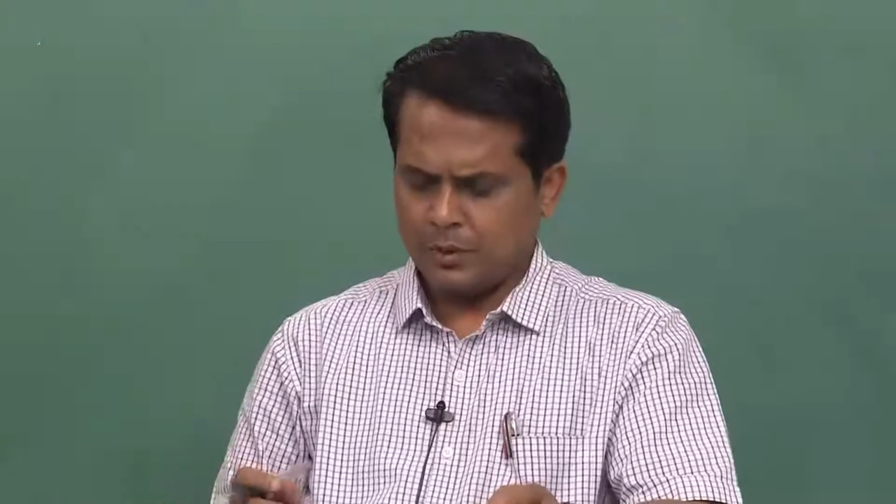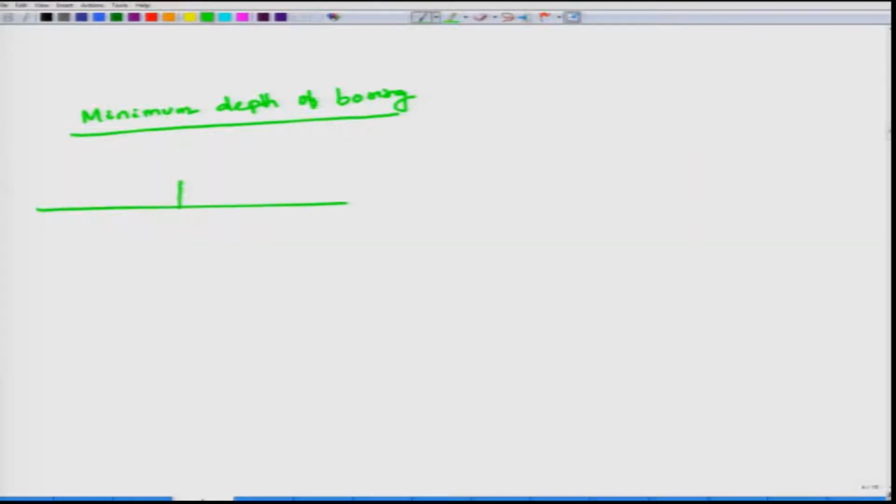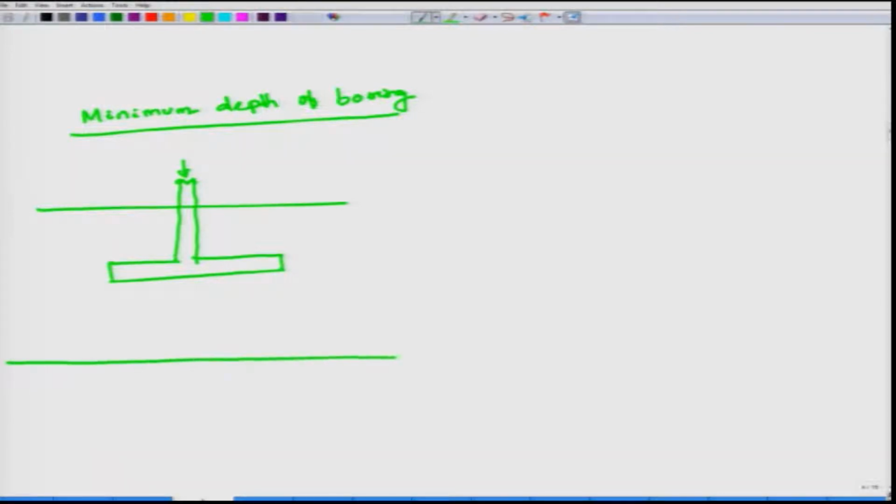Now, the first part: what is the minimum depth of the boring? The question asked is, what should be your minimum depth of boring? Let us take an example. Suppose a single footing is there, this is your column load. Suppose for example this is my depth D, and this will be the center line.